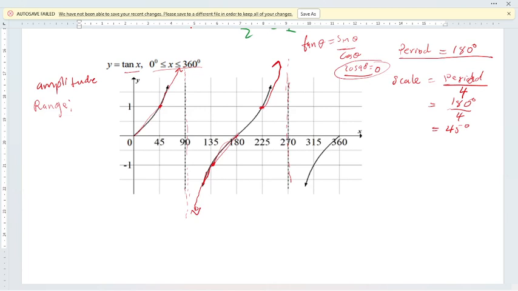So what is the range? y is an element of real numbers. Again, it can take all the values. So that will be the range, negative infinity to positive infinity. But be careful, because you must say y is an element of what? Negative infinity to positive infinity.